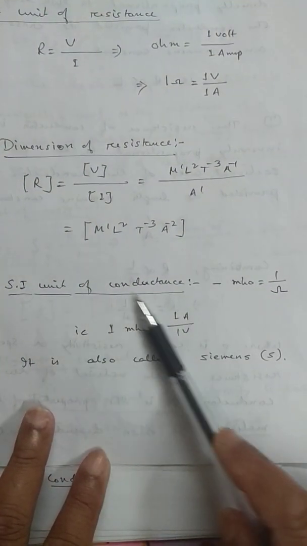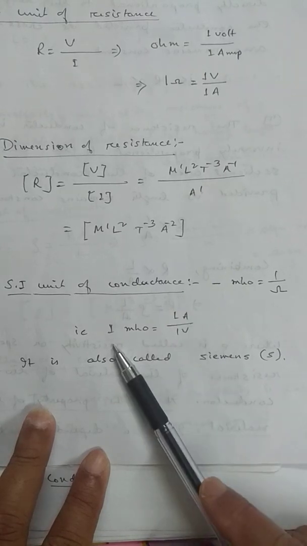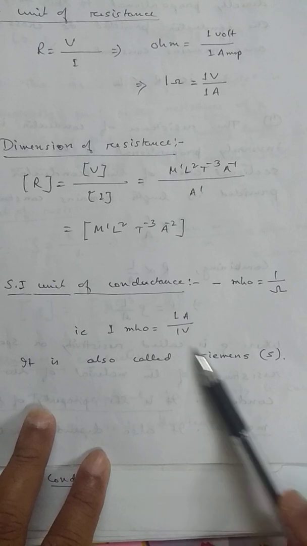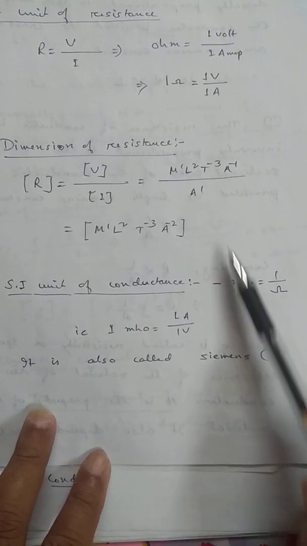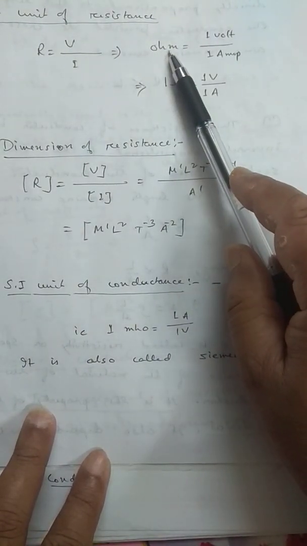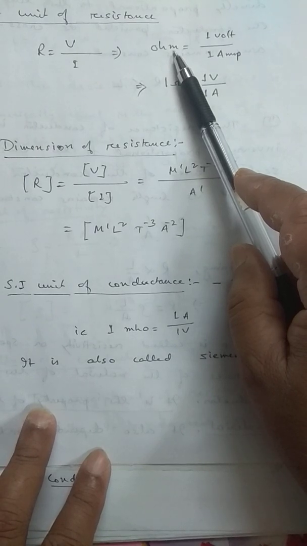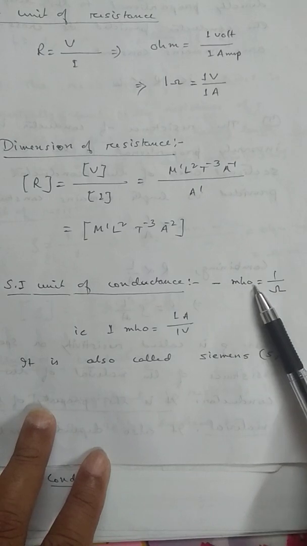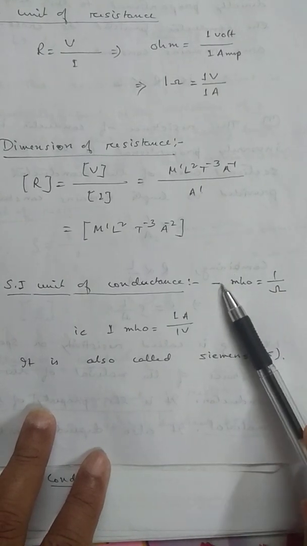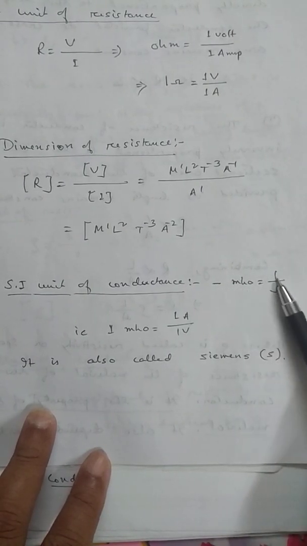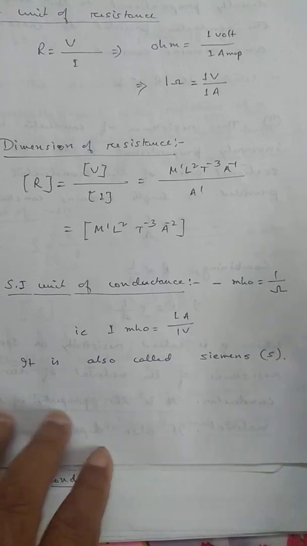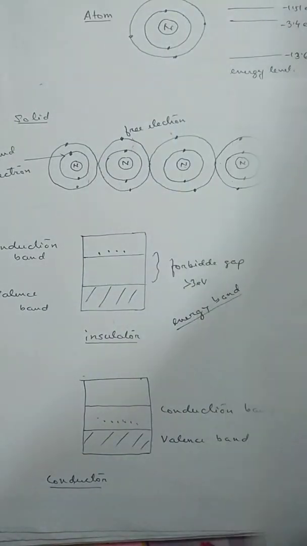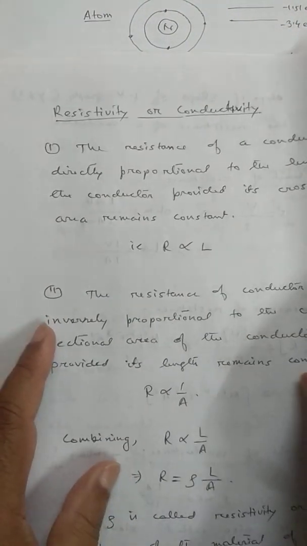What is the SI unit of conductance? Actually, what is conductance? Conductance is the reciprocal of resistance. Since the SI unit of resistance is ohm, and conductance is the reciprocal of resistance, it is written as mho. They simply reverse the letters. I think this was already discussed during the study of current electricity in class 10.